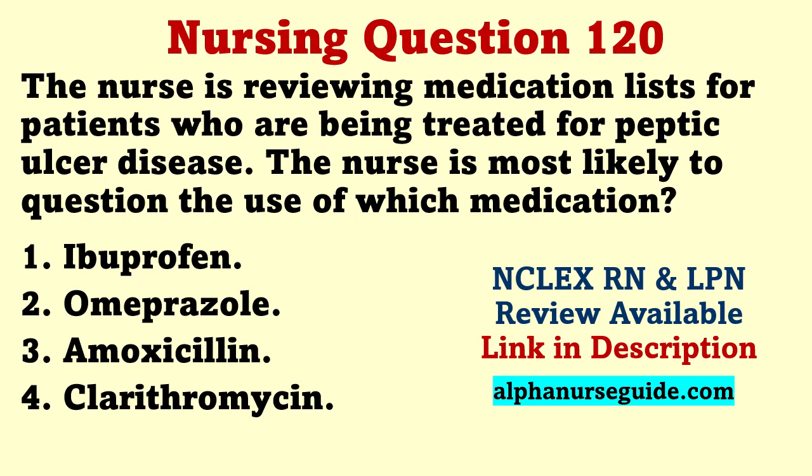The nurse is reviewing medication lists for patients who are being treated for peptic ulcer disease. The nurse is most likely to question the use of which medication? 1. Ibuprofen. 2. Omeprazole. 3. Amoxicillin. 4. Clarithromycin. The correct answer is 1. Ibuprofen. Rationale. Ibuprofen is a non-steroidal anti-inflammatory drug, and NSAIDs are thought to be one of the aggravating factors of peptic ulcer disease. Omeprazole, amoxicillin, and clarithromycin are used as a triple combination therapy for the treatment of peptic ulcer disease.